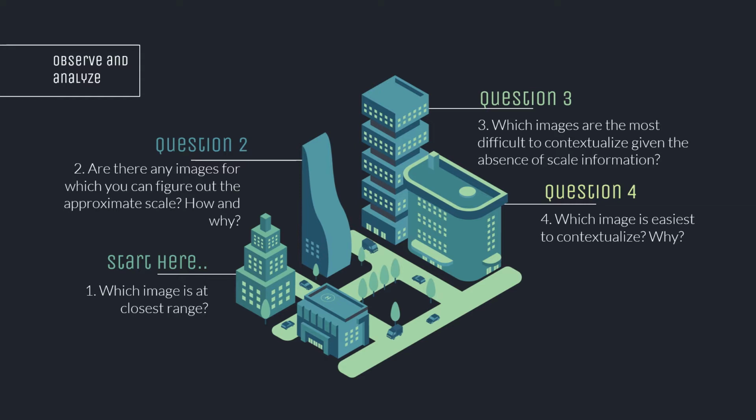Why? Answer that question. Which images are the most difficult to contextualize or kind of wrap your head around given the absence of scale information? So which one is it hardest to tell? Like, I have no idea how much land mass is being shown there. And then question 4 asks which image is easiest to contextualize and why. So if you need to pause the video to jot down some answers, you can.